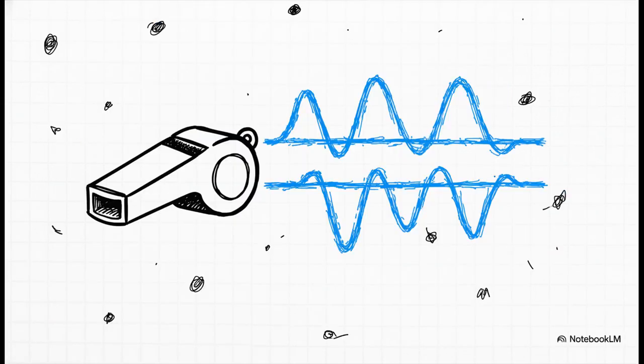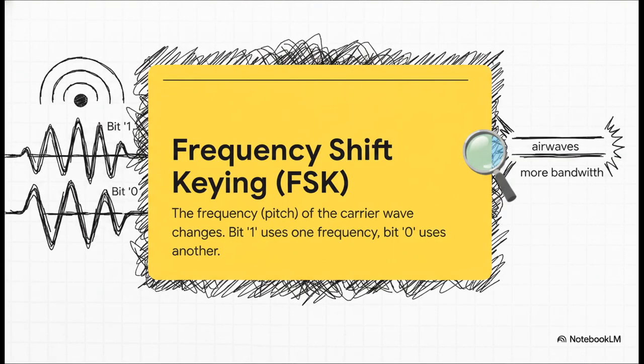So the flashlight method is a little shaky. What if, instead, you used a whistle? You could agree that a high-pitched sound means 1, and a low-pitched sound means 0. Now that's a lot harder to get wrong, even if there's a little background noise, right? And this perfectly describes frequency shift keying, or FSK. Instead of changing the wave's strength, we're now changing its frequency, its pitch. This makes it way more resistant to noise than the flashlight method. The only catch is that it needs a little more room on the airwaves, more bandwidth, to pull it off.